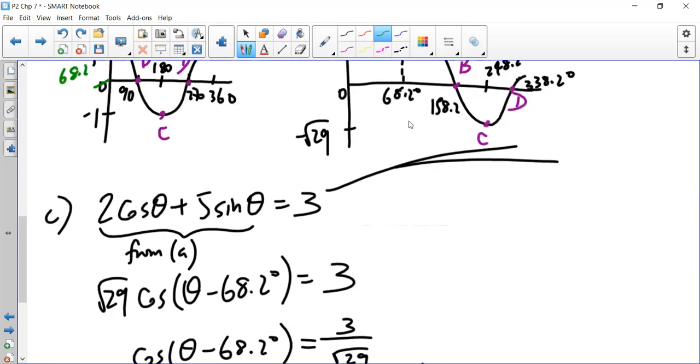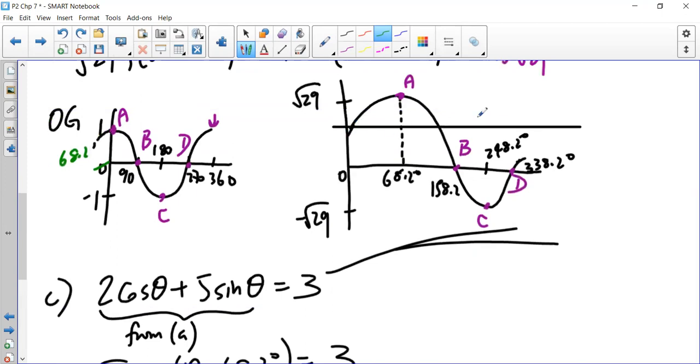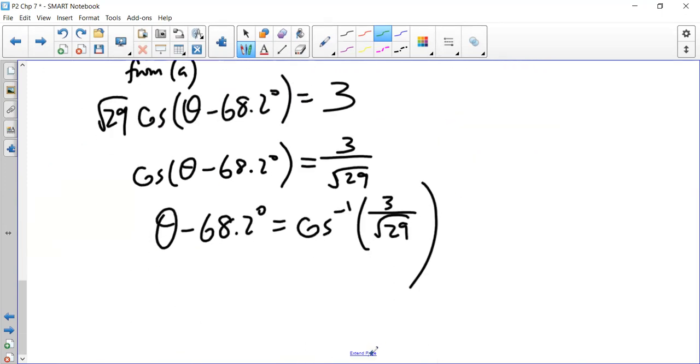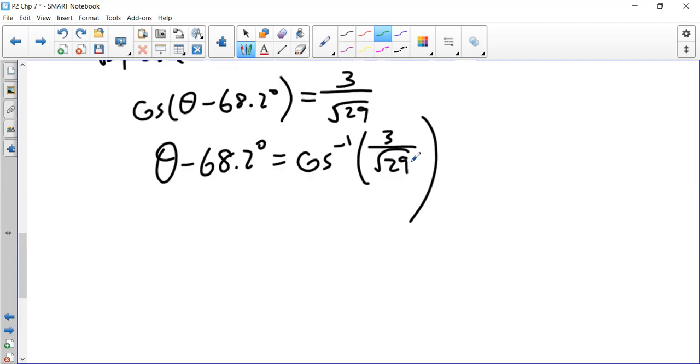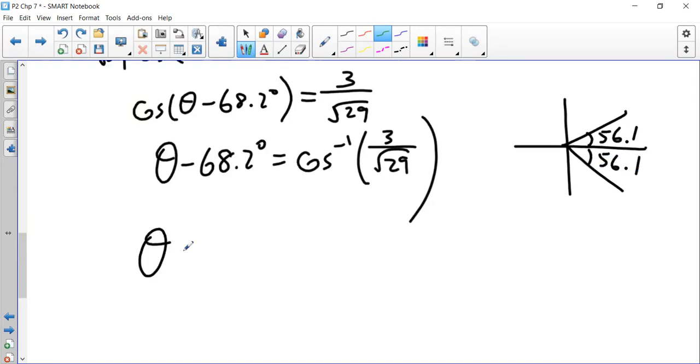And if I haven't told you already, in part B, we know there are two solutions, haven't we? So we know the cos diagram must come into play. So let's put arc cos of 3 over root 29 in the calculator. It's in degrees, which we love, but my calculator is not. So 56.1 degrees is what I've got. For cos to be positive, the other answer is here: 360 minus 56.1.